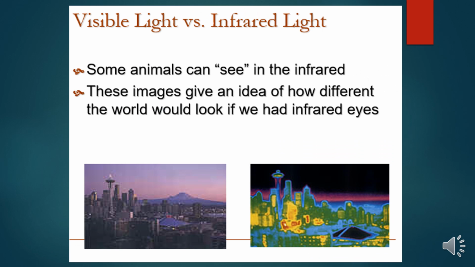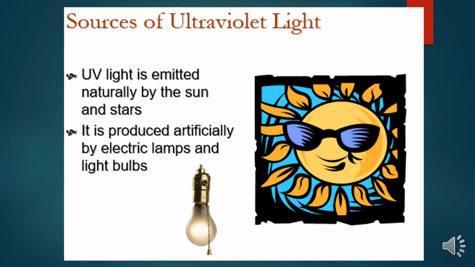So then we can see the visible light and infrared light. Some animals can see in the infrared region, and these images will give you a clear idea of how different the world would look if we had infrared eyes. On the right side it is shown as infrared, and on the left side we can see the visible region.